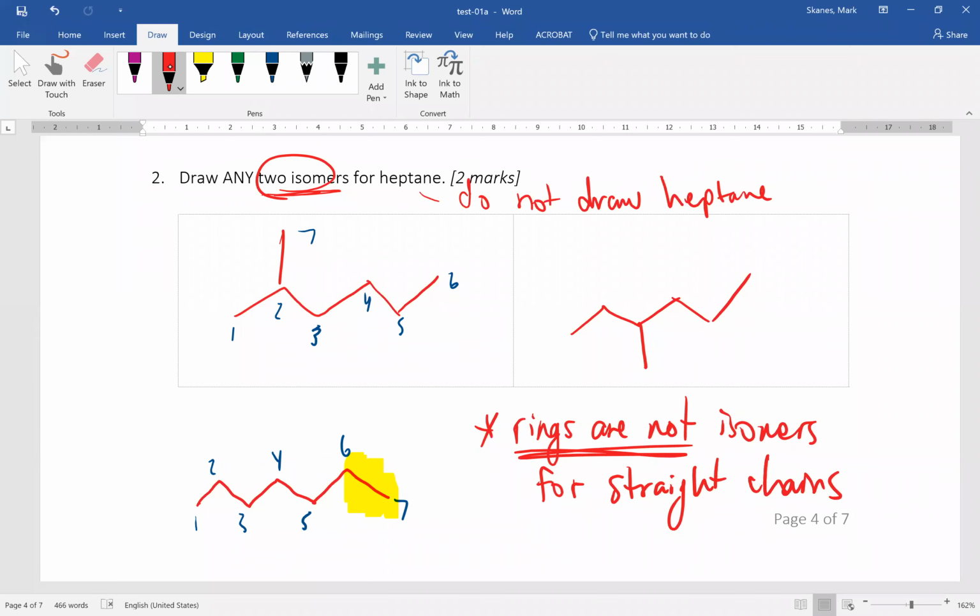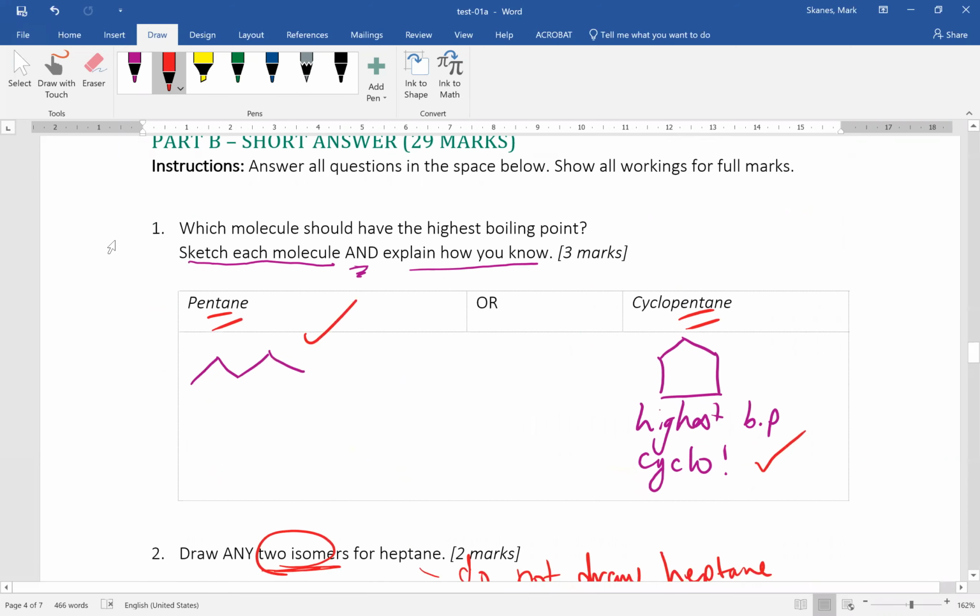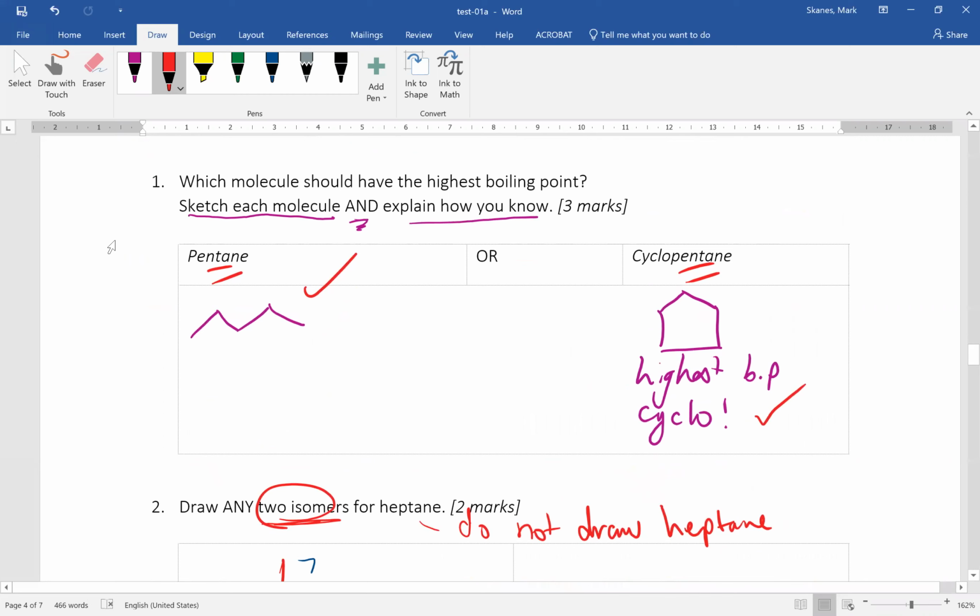Yes, question? Can you go back to question 1? Yes, I can. And this is another cool part about this: my words stay there. Can you just tell me to explain how you know? Like, what should I write in the exam? Write what I have written there: highest boiling point for cyclo, because it's a cyclic molecule.